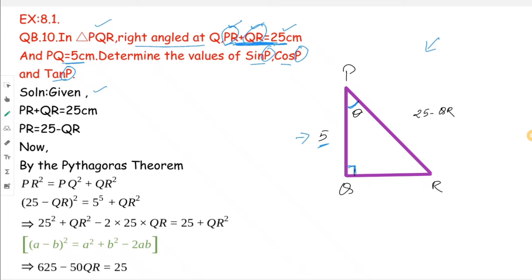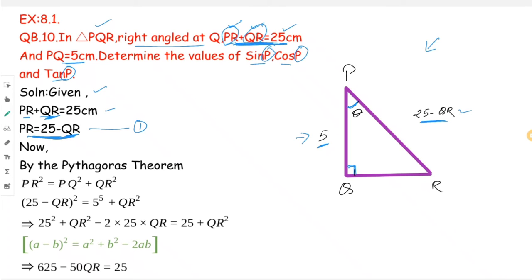Given PR plus QR equals 25, I'm going to send this QR to the right hand side. It'll become minus QR. It's up to you, you can even send PR, but I'm sending QR to the other side. It is plus QR, and if it goes to the other side, it will become minus QR. So you can see here PR equals 25 minus QR. Mark this as equation 1. So now somehow it feels like we know the two sides.